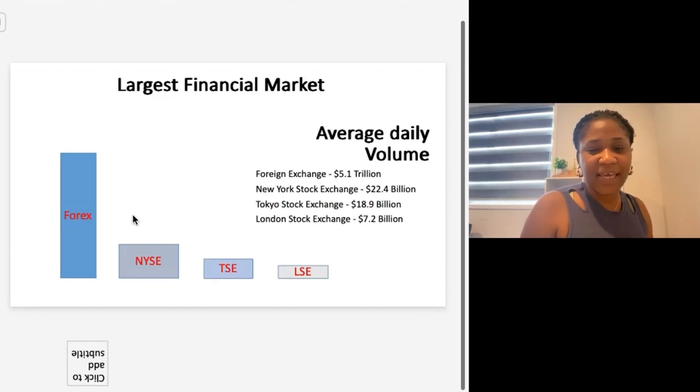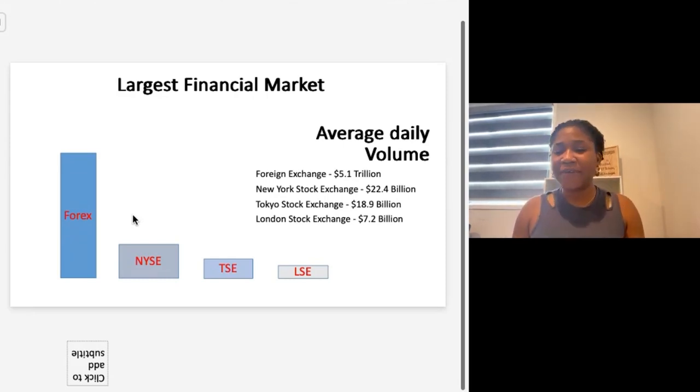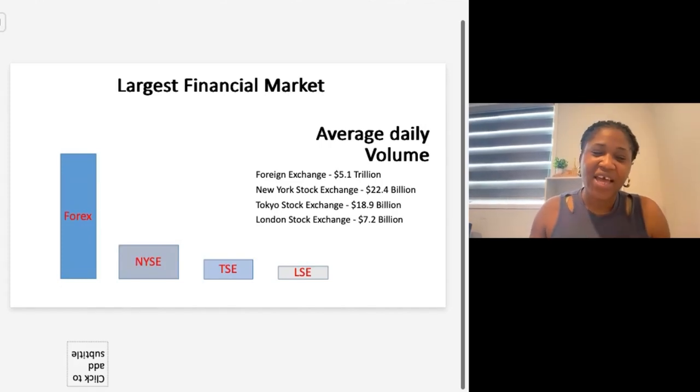The financial market includes the forex industry with over $5.1 trillion traded every single day. That's the volume on average, right? And the New York Stock Exchange about $22.4 billion on average. So we have the Tokyo Stock Exchange, we have the London Stock Exchange. Okay, so these are what have been traded every single day on average. If that is not a lot, I don't know what is a lot.